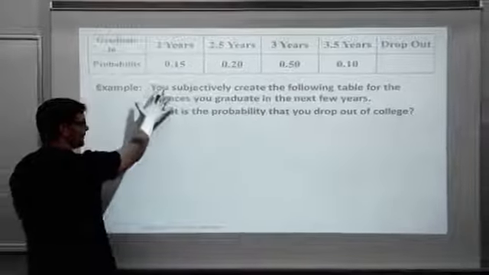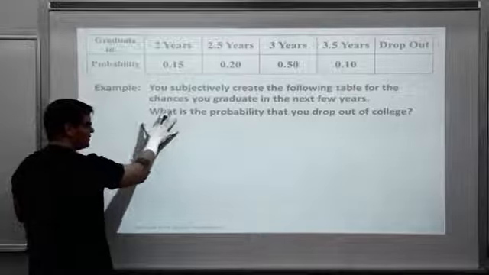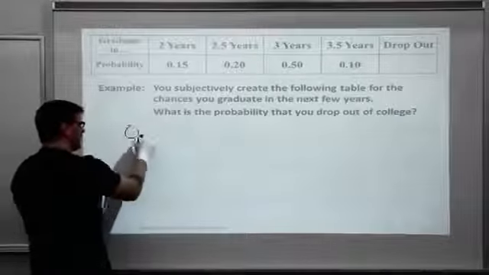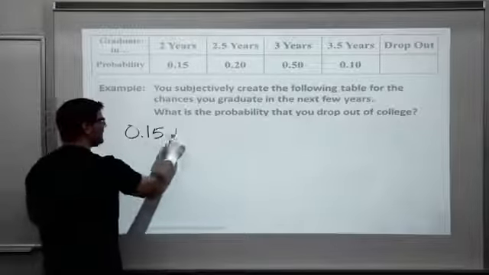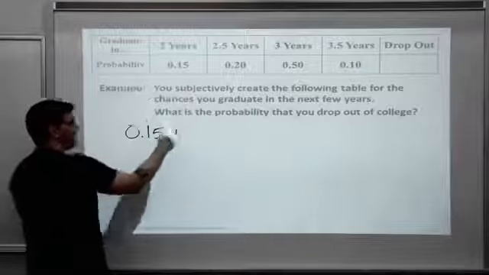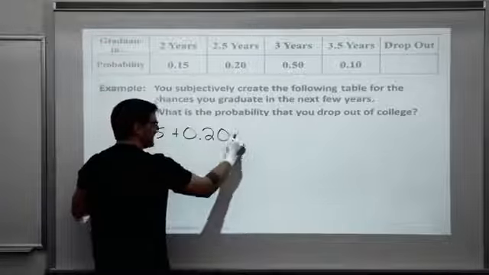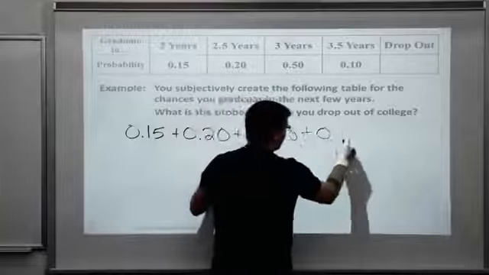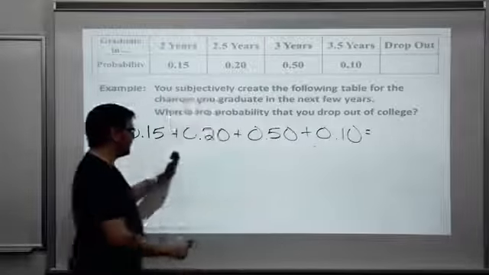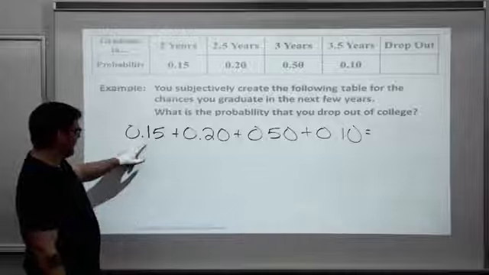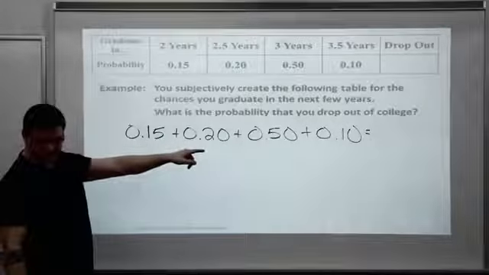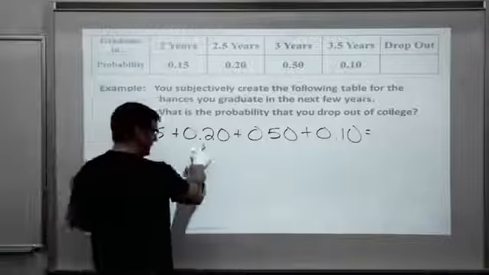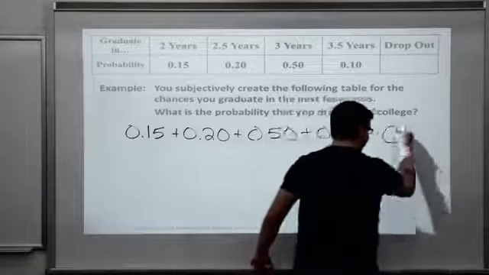So you subjectively create the table. What's the probability that you drop out of college? All right, so one way we can look at this is, there's a 15% chance we do graduate in 2 years. 20% chance we graduate in 2.5, 50%, 10%. If I add those up, what do I get? 15, 35, 85, 95. I guess these add up to 95%.